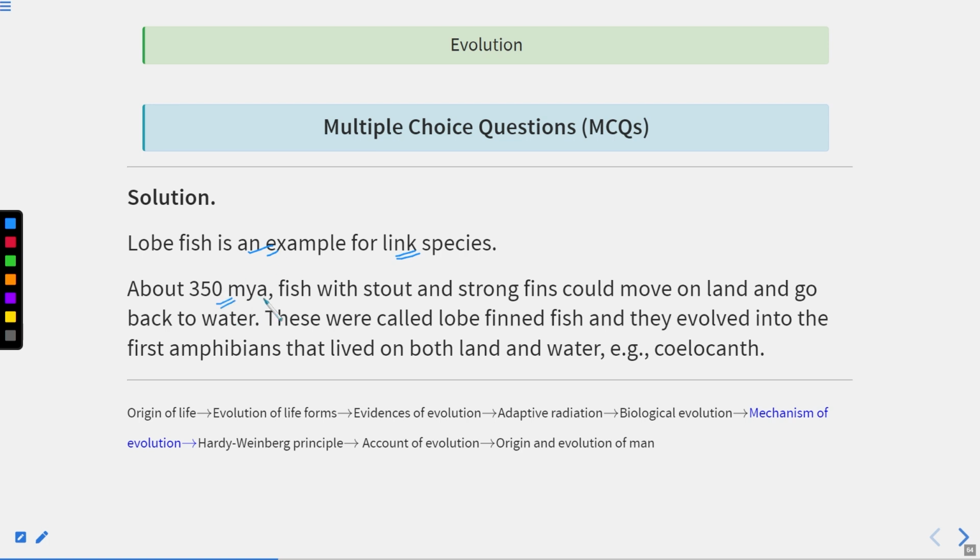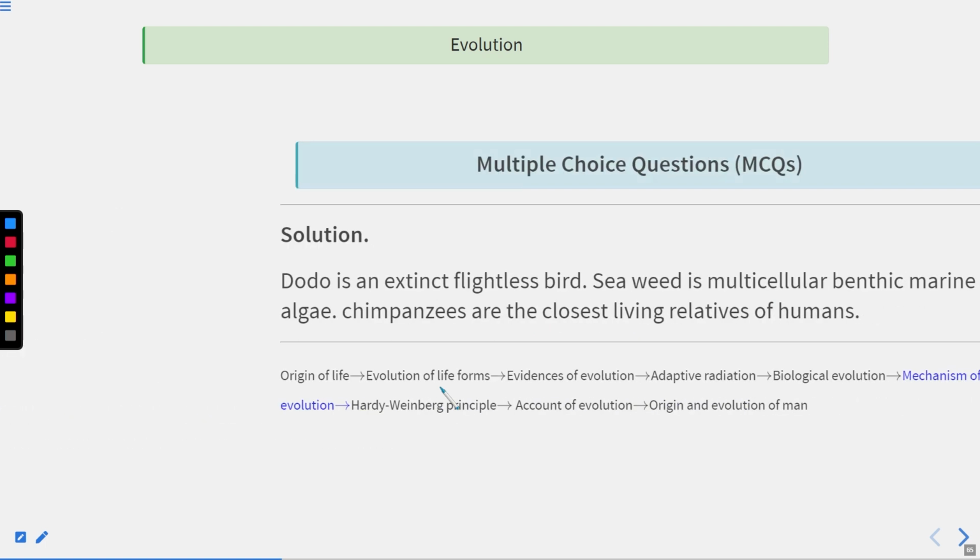About 350 million years ago, fish with stout and strong fins could move on land and go back to the water. These were called lobed fin fish, and they evolved into the first amphibians. So this is known as the link species. It is linking the aquatic organism with the amphibians. Amphibians lived on both land and water, for example, coelacanth. This coelacanth is an example of lobed fin fish. All right. So lobefish are the example of link species.